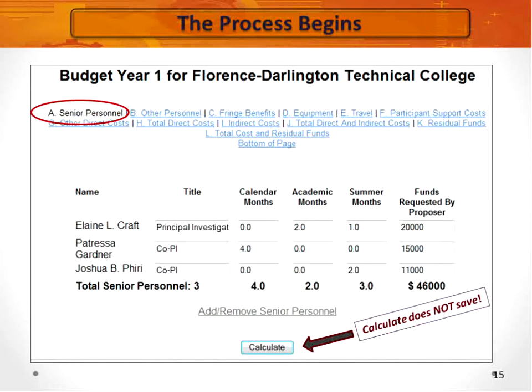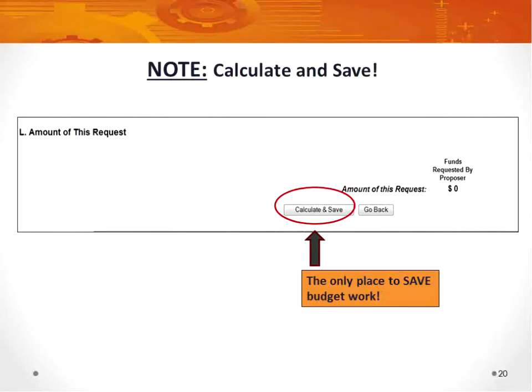Note the Calculate option that will appear at the end of each budget section. It is helpful to keep an eye on calculated totals as you go along. Be aware, however, that the Calculate function does not save your information should you exit the system. I will show you where you have the options to save your work.